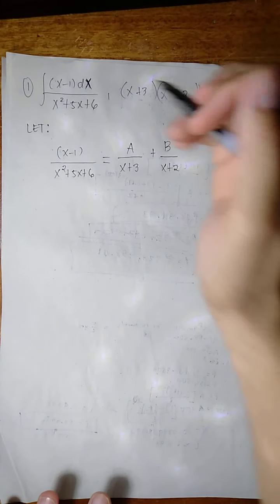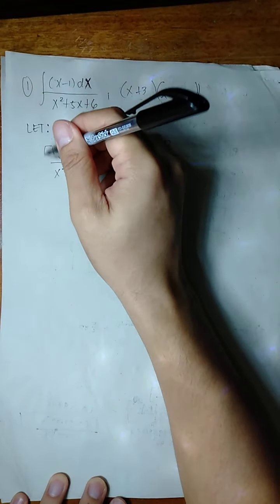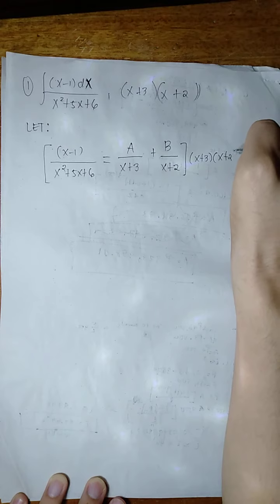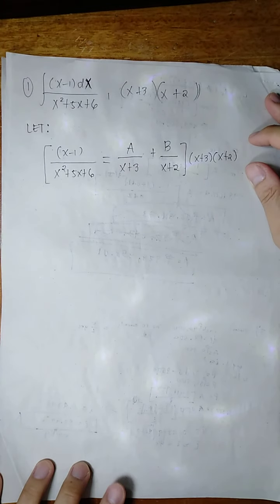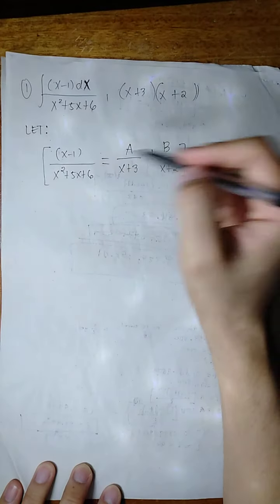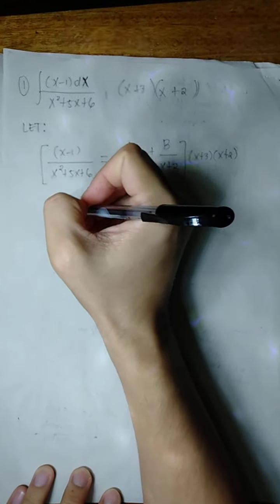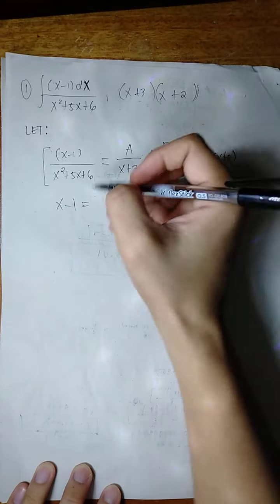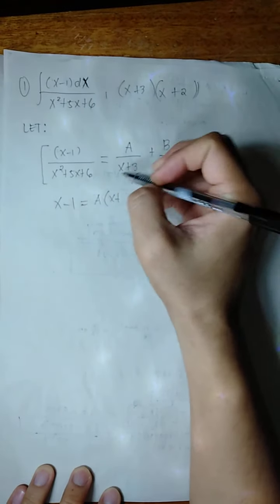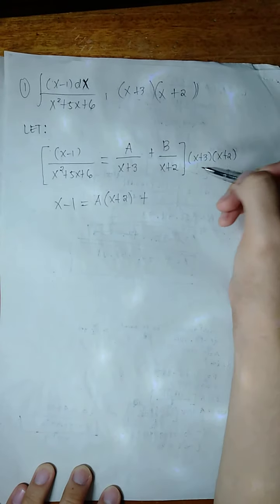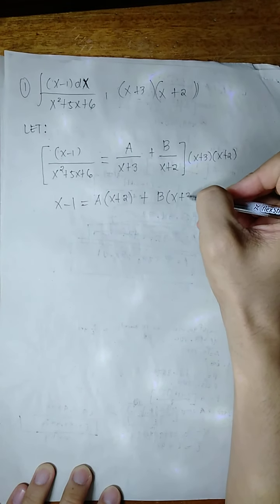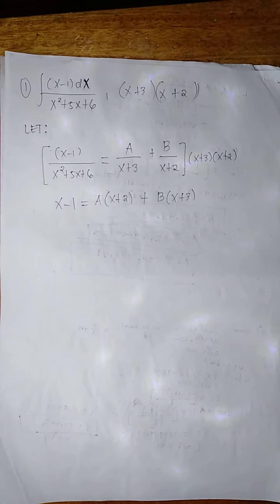What's our next step? We multiply both sides by x plus 3 and x plus 2, which is basically getting the LCD. Distribute, and of course the factors cancel out. So x minus 1 equals (x plus 3) times A over (x plus 3), cancel x plus 3, so A times (x plus 2), plus B times (x plus 2) over (x plus 2), cancel x plus 2, so B times (x plus 3). That's our working equation now.